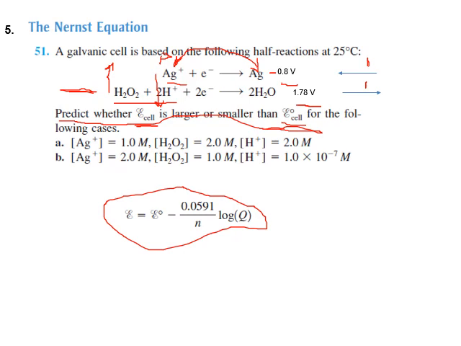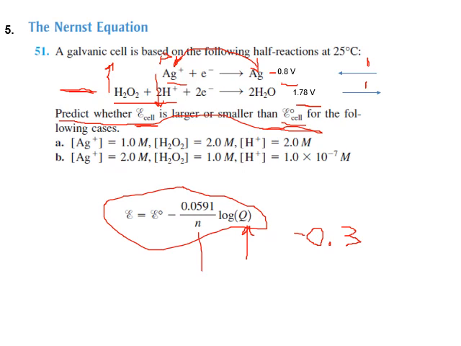Another way you could look at that would be to go ahead and do your Q value. Q is the products over the reactants. So in this case for A, it would be 1 over 2. So Q would be 1/2. Let me just point to it. We're down here in this little equation, the Nernst equation. Q would be 1/2, and the log of 1/2 is minus 0.3. The only reason I know that is because, and I can't do these in my head, but I've done this one so many times. It's minus 0.3. And n here is going to be 1 because silver is plus 1.